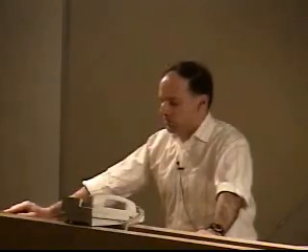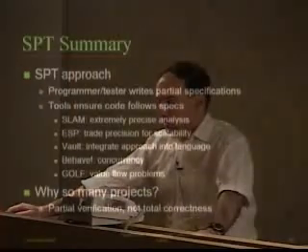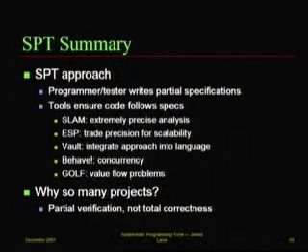The approach that we've taken throughout all of this is to have the programmer or even the tester write these partial specifications, and the tools ensure that the code meets the specifications. So those are the two key aspects: partial specifications and code to check, and tools to check the code against the specifications. If you want the pithy summaries, SLAM is extremely precise analysis. ESP is looking for scalability. Vault is an attempt to integrate the ideas into a programming language and make it not a separate tool, but actually a day-to-day tool for the programmer. Behave is looking at concurrency, and Golf is looking at value flow.